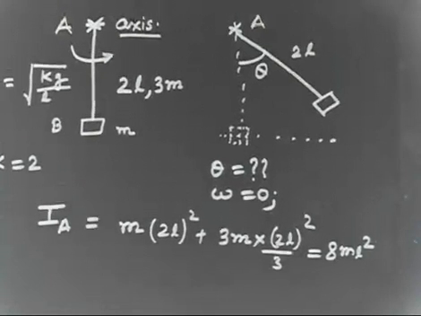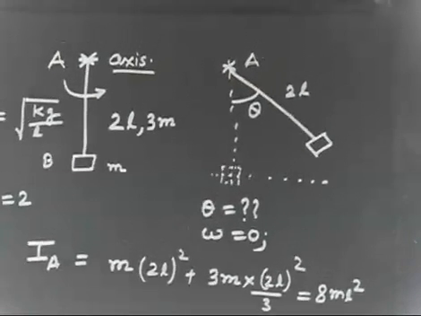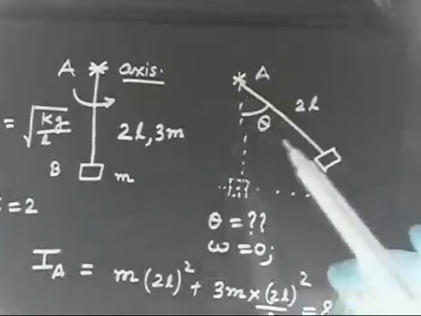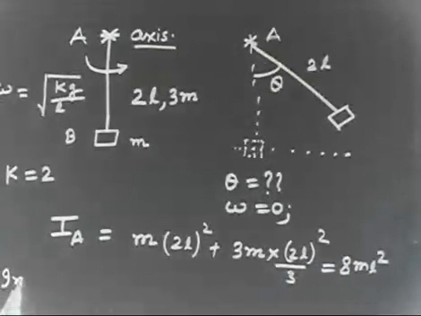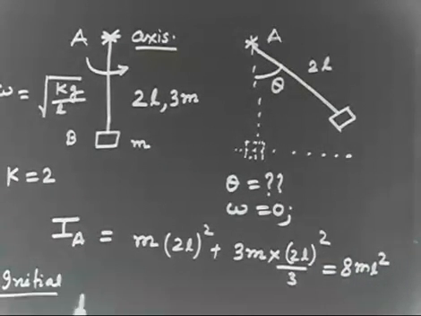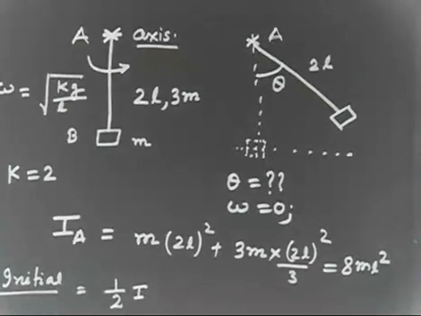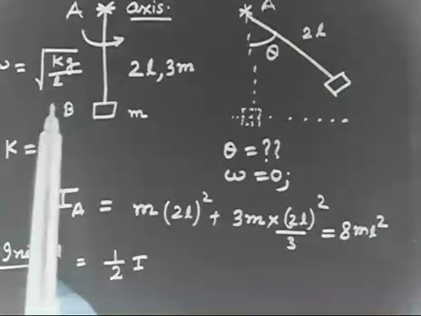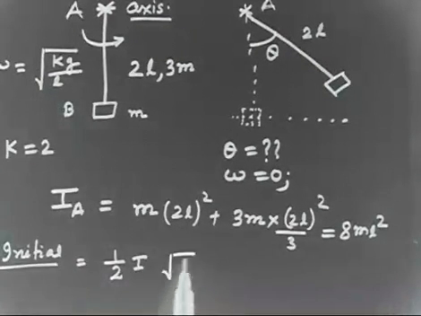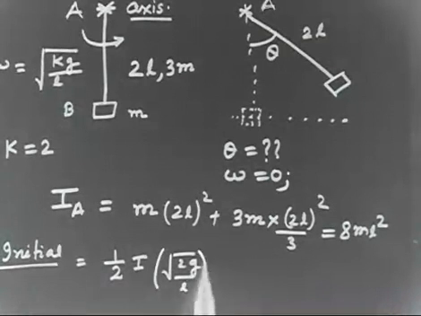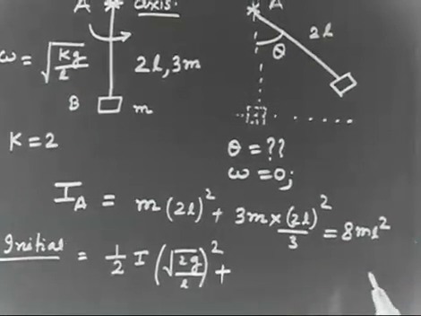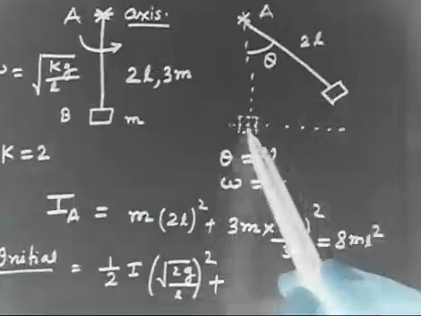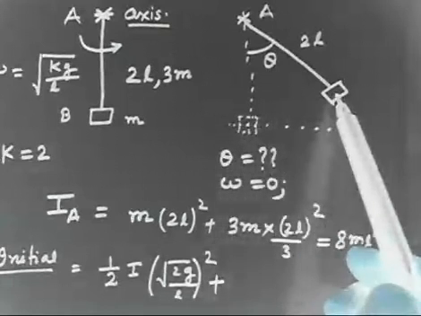To find out theta, let us apply energy conservation. So what is the total energy we have at this point? When the system is here, let us say potential energy plus kinetic energy. So initially, what is the total energy? Initially, the kinetic energy is half I omega square. Omega is given as under root kg by L and k is 2, so I can write omega square as 2g by L. So this is the initial angular velocity, half I omega square, plus, let us say this is my zero potential energy. This mass is here, so the potential energy due to this mass is 0.